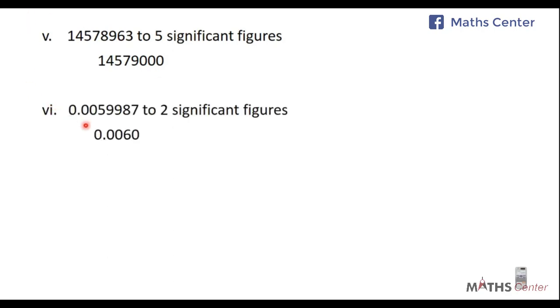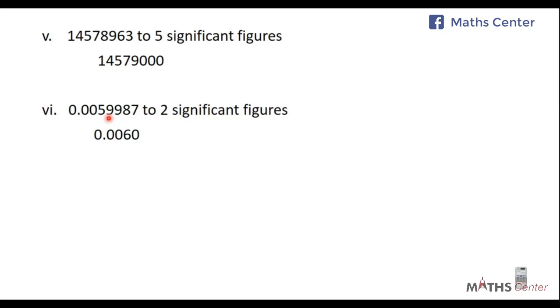Then we have this number here, 0.0059987. We are supposed to correct this to 2 significant figures. So look for the second significant figure. Counting from left, remember that this is done from left to right, not right to left. Counting from left to right, our first significant figure in this number is going to be 5. Then the second significant figure is going to be 9. That is what we are interested in.